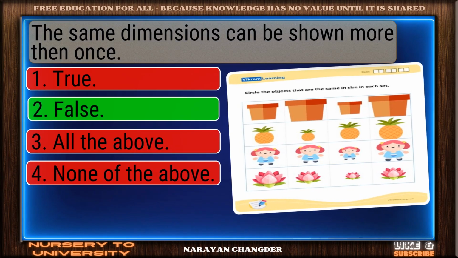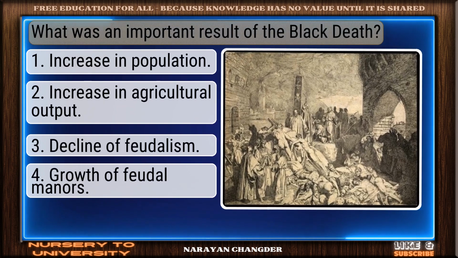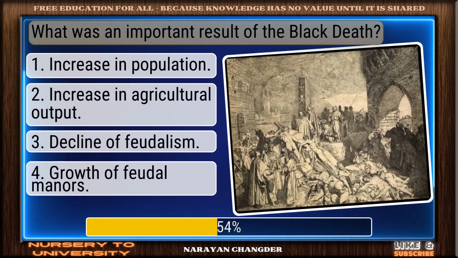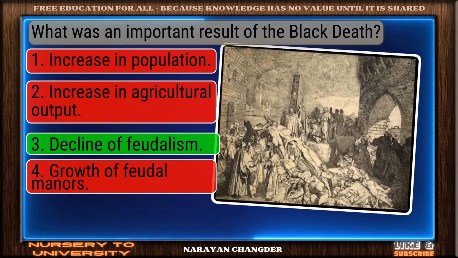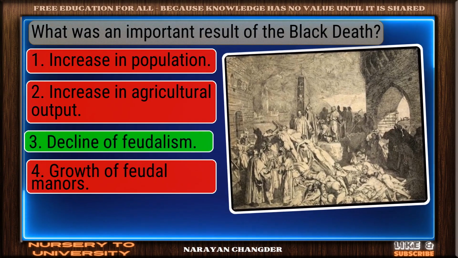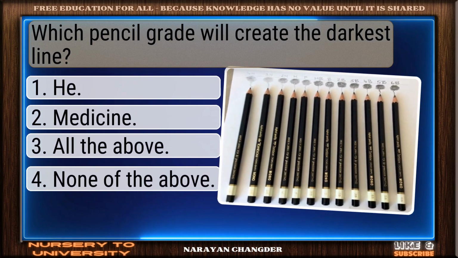Excellent choice. False is the right answer. What was an important result of the Black Death? Right again. Decline of feudalism is a valid answer. Which pencil grade will create the darkest line?